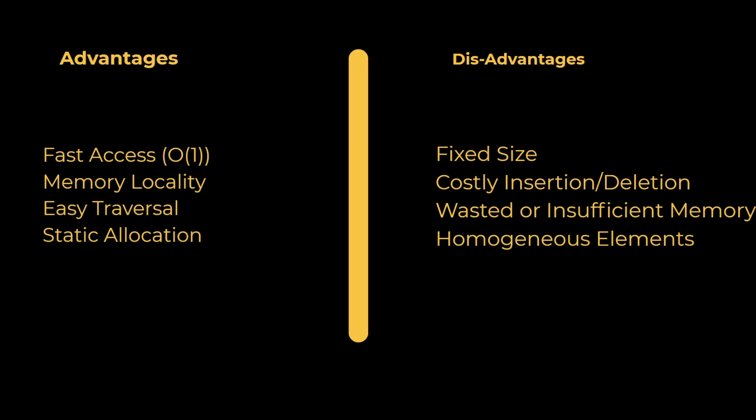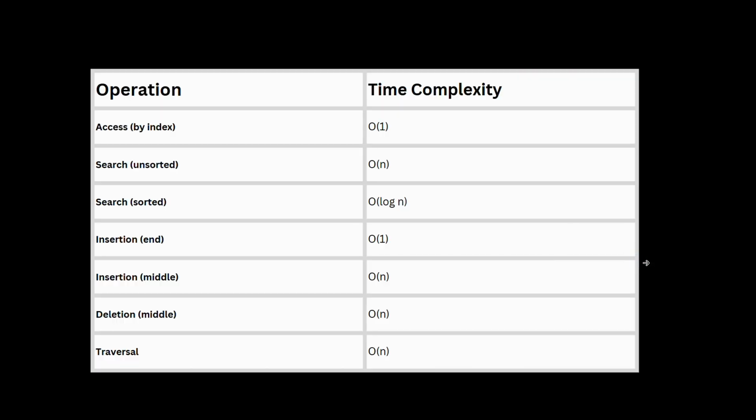And next thing is time complexity. To access the elements from an array using the index value, that is order of 1, so we can use the index values and easily access the values.